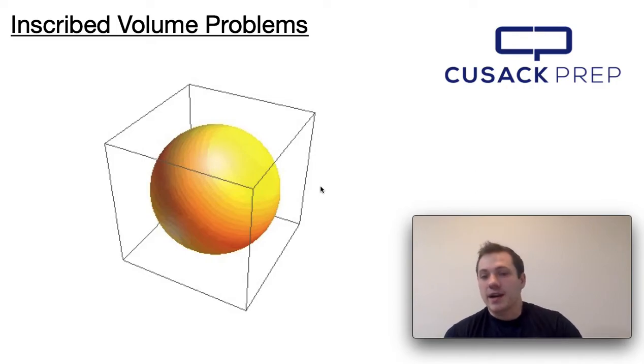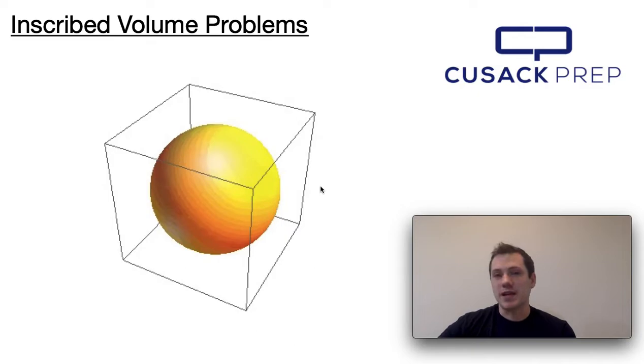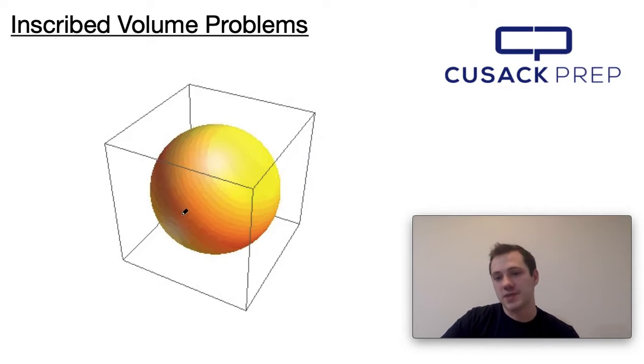So what we have right here is an image produced by Wolfram Alpha. For those of you who don't know what Wolfram Alpha is, I highly suggest you check it out. It's a great little resource for solving math problems. And what we can see here is that we have a sphere that is inscribed inside of a cube. Now, it's very hard to draw these, so it's much easier to work from an image, and they typically will provide you with an image on the SAT.